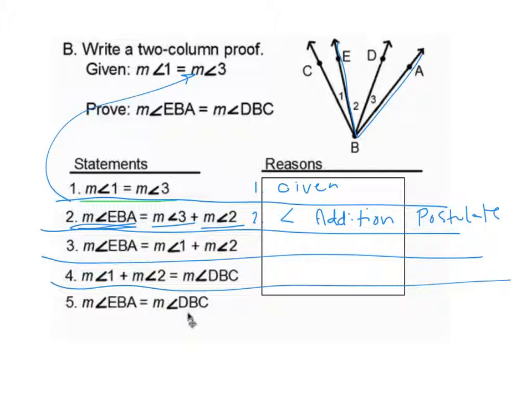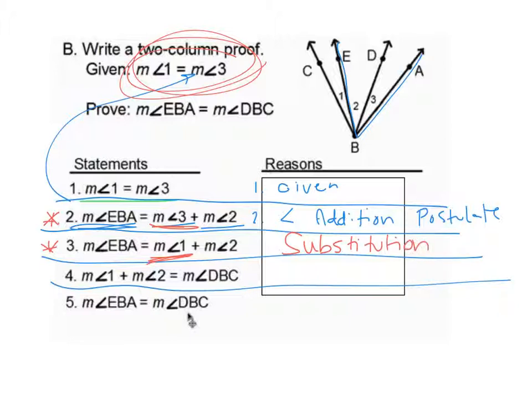And number 3, why? Number 3 and 2, again, are very similar. The difference is I have a 3 instead of a 1. So if you look up here, I know that 3 is equal to 1. So I must have substituted. So substitution. And number 4, why is angle 1 plus angle 2 equal to DBC? So DBC is this right angle. That is also by the angle addition postulate.